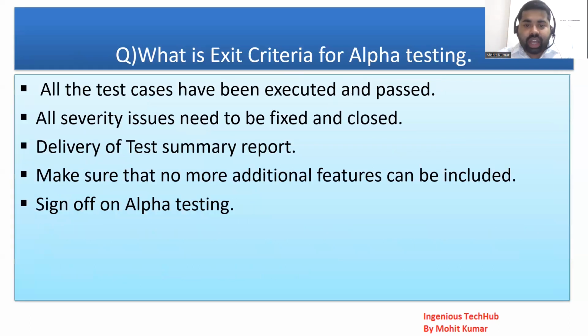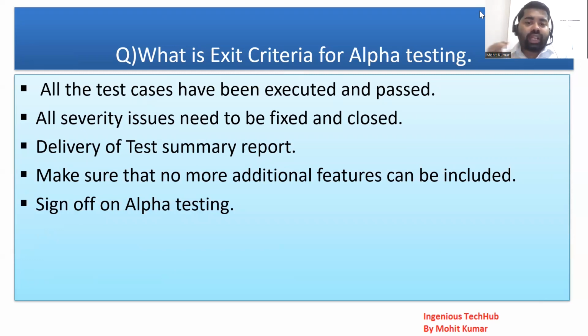So what is the exit criteria? All the test cases have been executed and passed. When you are doing alpha testing, if you find any defect, then we have to raise the defect. Again the developer will fix it, then again it will come to us. Again we can retest, and we can do one sort of regression for whatever fixes we have done.